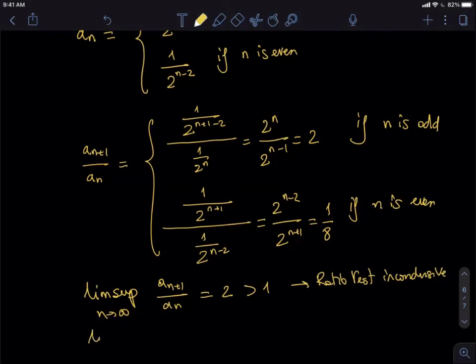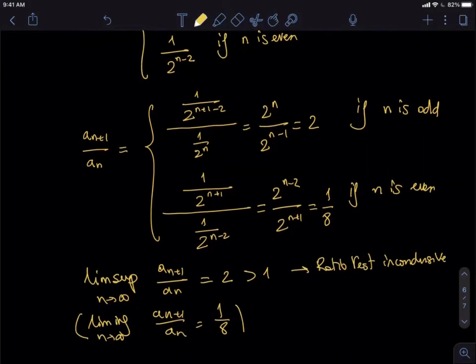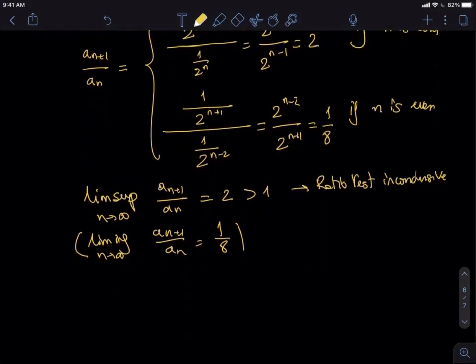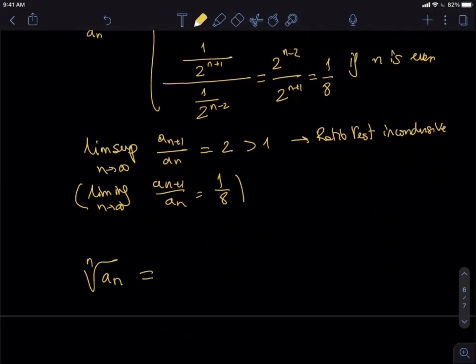By the way, the lim inf, although this is not important, is going to be 1 over 2 to the 3, 1 over 8. But this doesn't affect the ratio test. Because the lim sup and the lim inf are different, that means there is no limit for a_{n+1} over a_n. But anyhow, let's see the root test. Maybe it works.